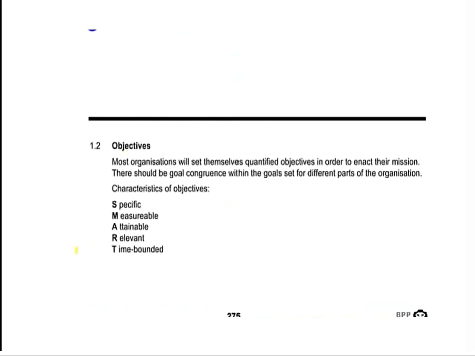We said then that aiming to attract 200 customers this week was an example of an objective. Objectives then are quantified ways in which the company is going to try and achieve their mission.